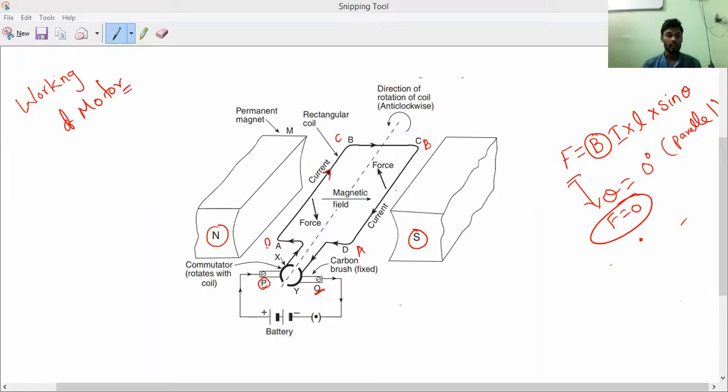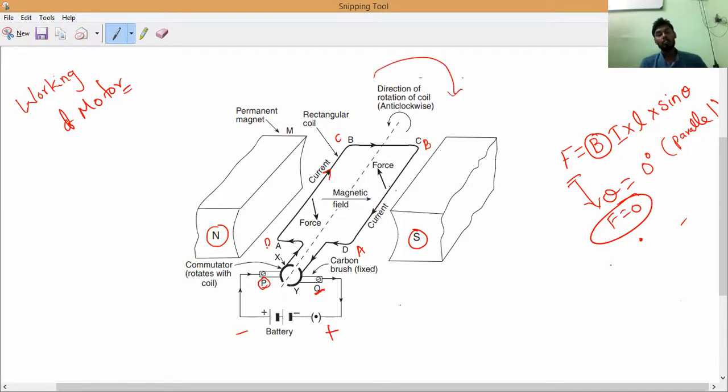If you reverse the current, then the direction of rotation also will reverse. For example, if the current is positive on this side and negative on this side, then will it rotate anti-clockwise or clockwise? It will rotate clockwise. Understand? Now it is anti-clockwise rotation. So if you reverse the battery, the direction of current will also reverse, so the direction of rotation will also change. So that is what you need to remember.